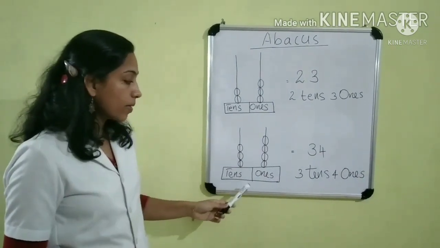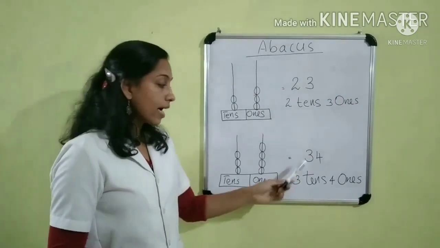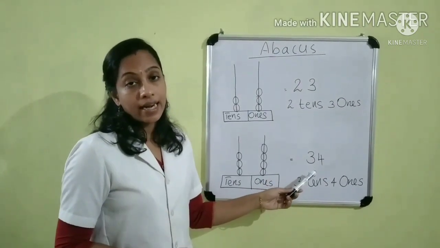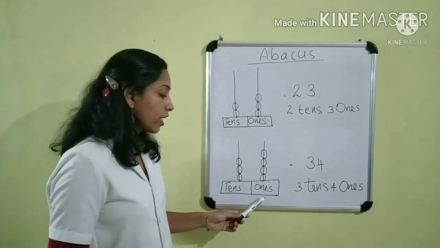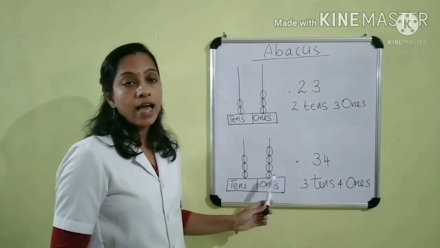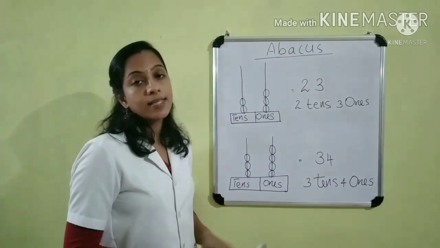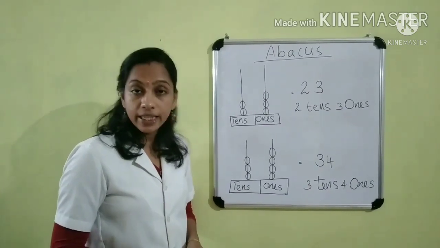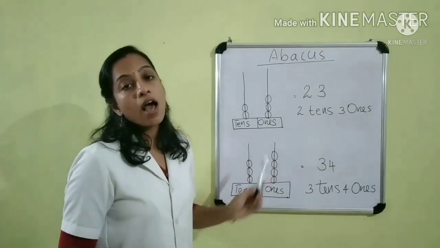In the next example, the number given is 34. It contains 3 tens and 4 ones. So in the ones spike, we can draw 4 small circles, and in the tens spike, we can draw 3 small circles. In this way, you can represent any number on the abacus.